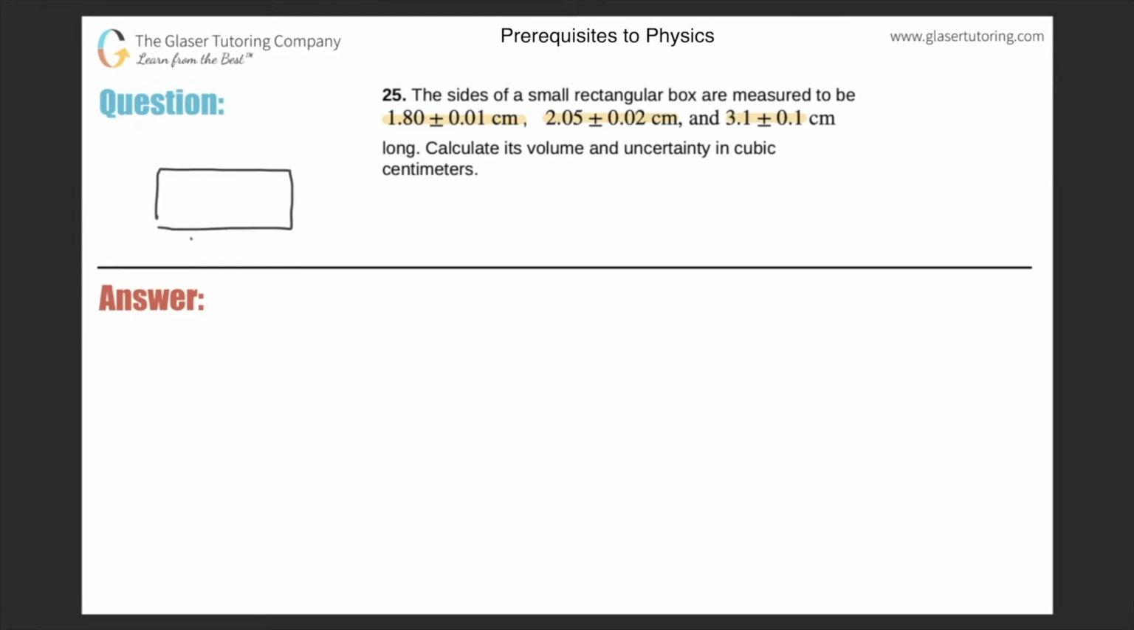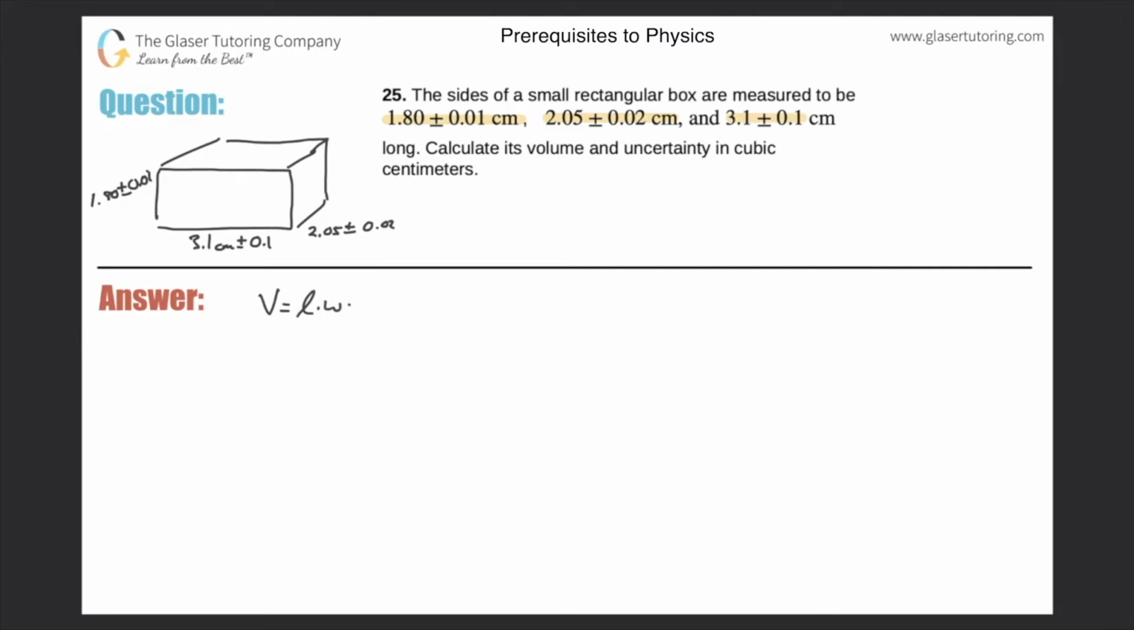One of the sides is measured to be 3.1 centimeters, right? Plus or minus 0.1. The other side of the box measures, and it's three-dimensional, so let me just draw this part in 3 dimensions here. Okay, another side of the box measures, let's call it 2.05, all in centimeters, plus or minus 0.02. And then the height of the box could be represented as, I'll draw it over here on the left, 1.80 plus or minus 0.01.